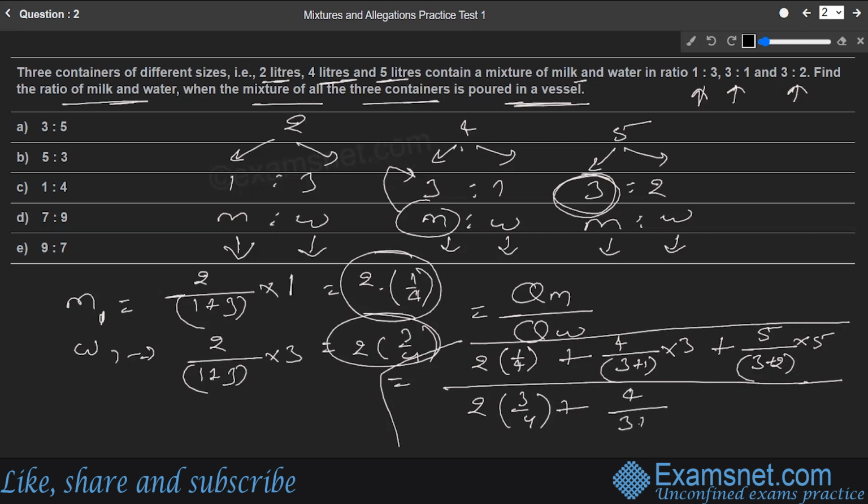Sum of ratio terms is 3 plus 1 multiplied by the water part, which is 1, so into 1, plus 5 is the total solution. The third one, the sum of the ratio terms is 3 plus 2, and the water part this time around is 2. Milk part in the earlier one was 3, not 5. Water part in the second one is 2. So this is the complete expression that comes out in front of us.